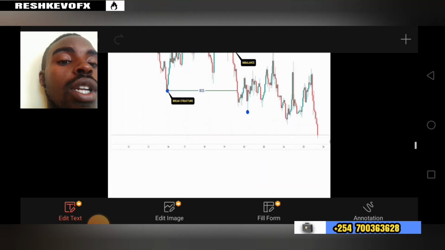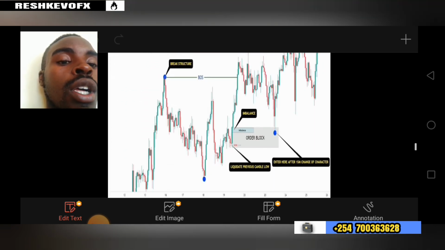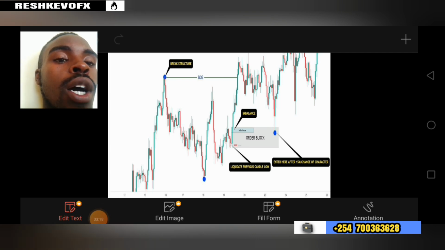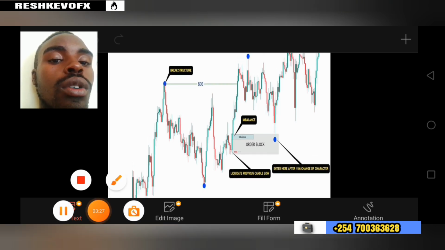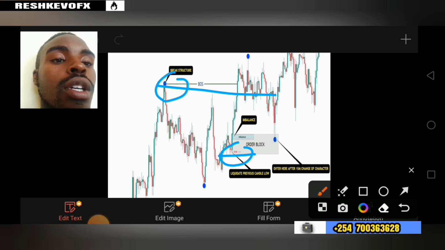Let's go to another example, guys. A bullish order block. How does it look? It looks like this, guys. First, there should be a swipe of liquidity. Let me use my brush and show you how it looks. So there should be a swipe of liquidity. Liquidity is being swiped. When it's swiped, there is a break of structure here.